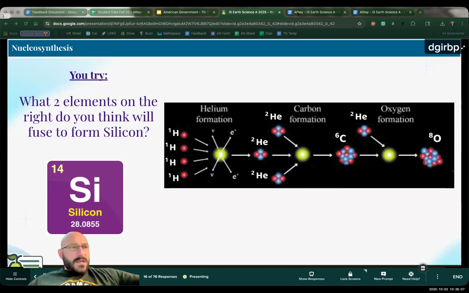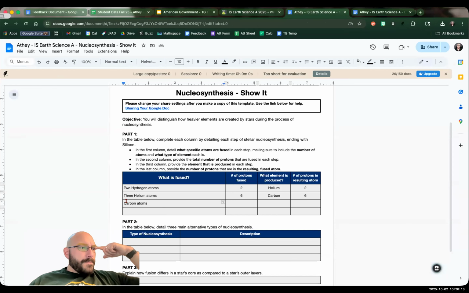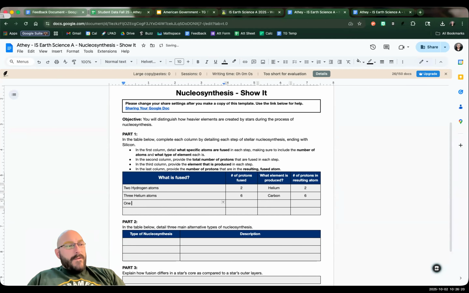So yeah, let's put this in here. You know what? I'm going to say one carbon and one oxygen atom. Well, that's 14 protons, and we get silicon, right?